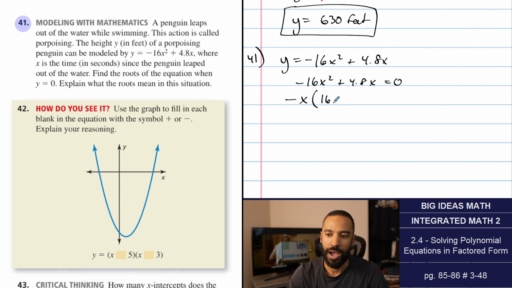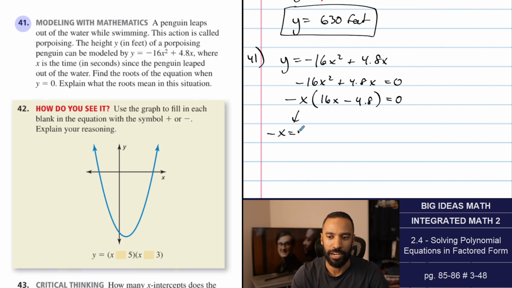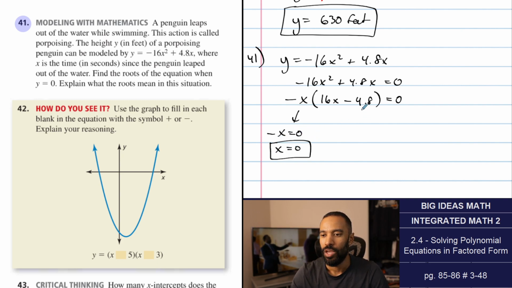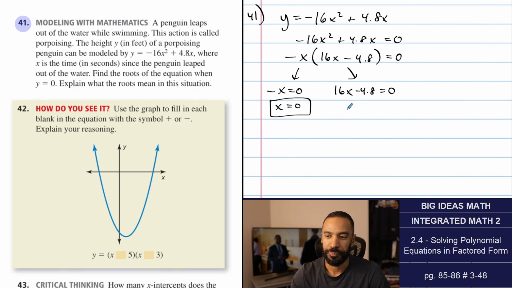Negative x times positive 16x gives me negative 16x squared, and negative x times negative 4.8 would have given me positive 4.8. So one of the solutions here, if negative x equals 0, and again, the negative really has nothing to do with this, then x equals 0. That's one of the answers. Or 16x minus 4.8 equals 0. Now, I actually don't know this answer. I'm going to add 4.8 to both sides and then divide both sides by 16.